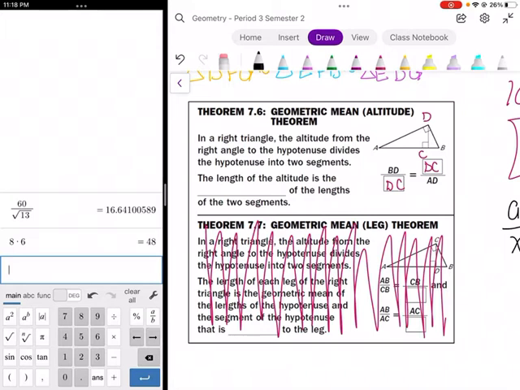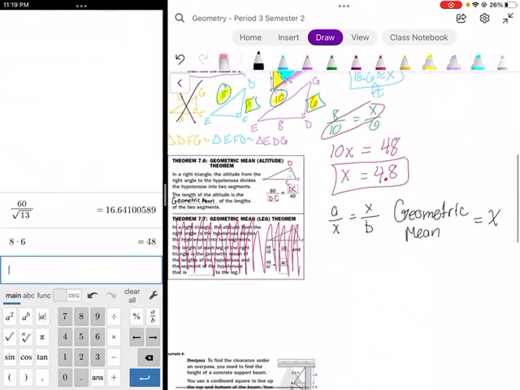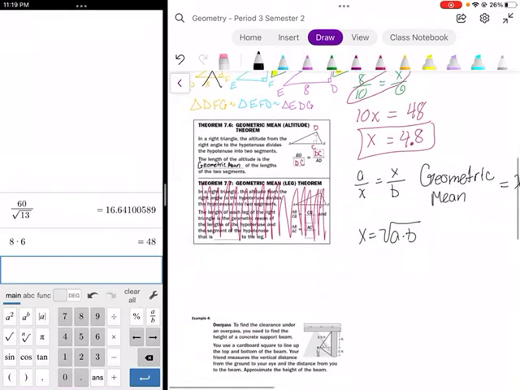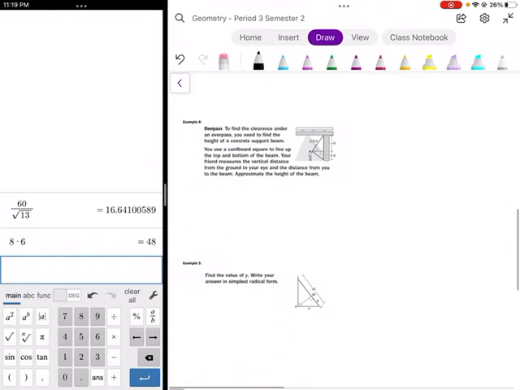So in this one, in a right triangle, the altitude from the right angle to the hypotenuse divides the hypotenuse into two segments. And the length of the altitude is the geometric mean of the lengths of those two segments. And if you remember, the equation for the geometric mean would be x equals the square root of a times b. Now we're going to use that equation to help us in an example.